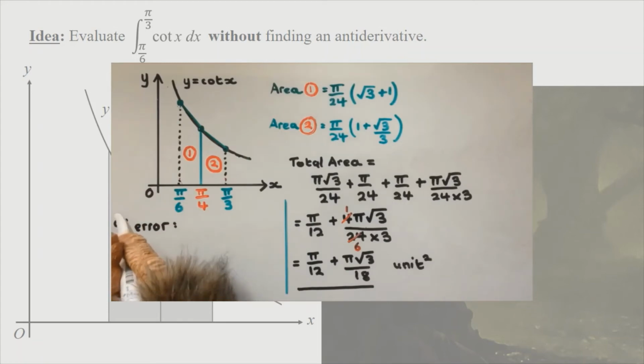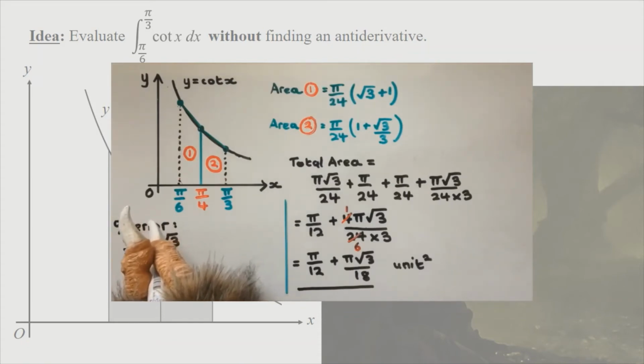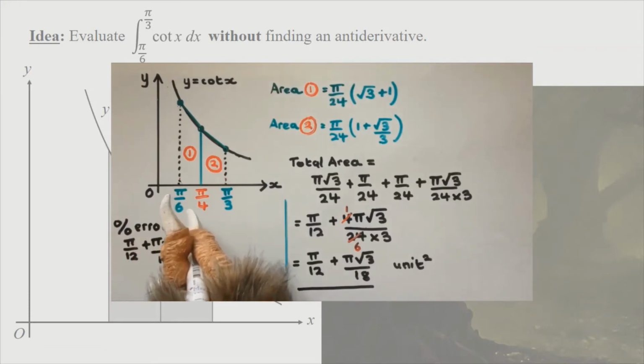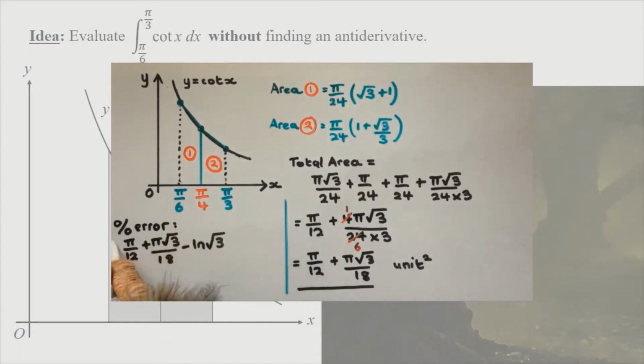So I'm going to do pi over 12 plus pi root 3 over 18, subtract ln of root 3 all over the original, or the actual definite integral value. So that's the fraction, and then I multiply this obviously by 100%. Let's put some brackets around this.